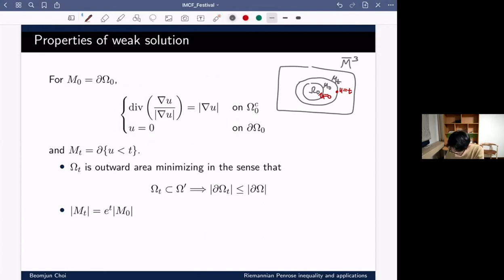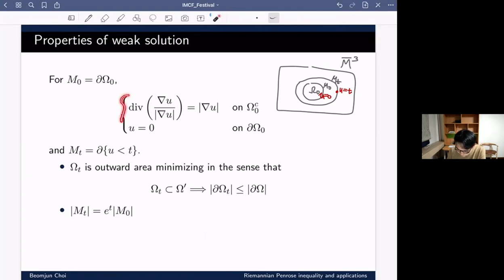Area minimizing and mean convex. To be more correct, even without the outward area minimizing condition it exists. Okay, so what is the outward area minimizing condition? It means my region at each time minimizes the outside area, but the competitor is just something that contains my omega t. So of all other possible regions which contain this omega t, the boundary of omega t has the least area. That's what we call omega t being outward area minimizing.